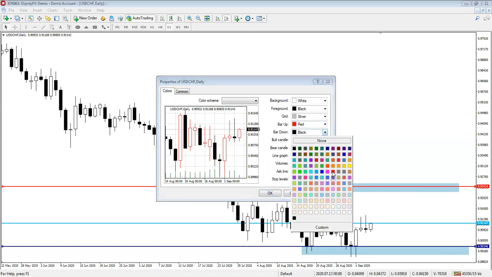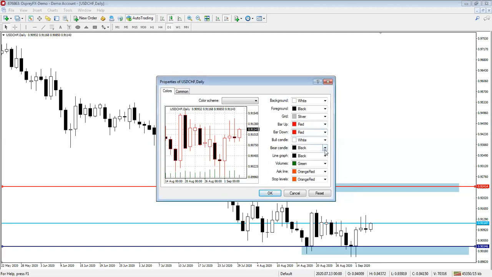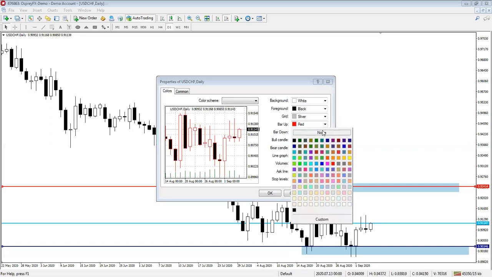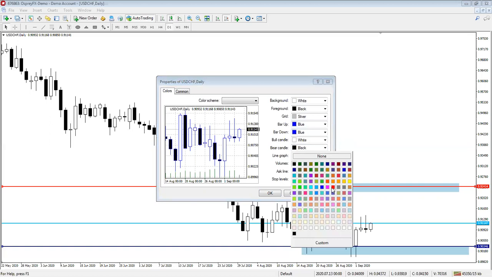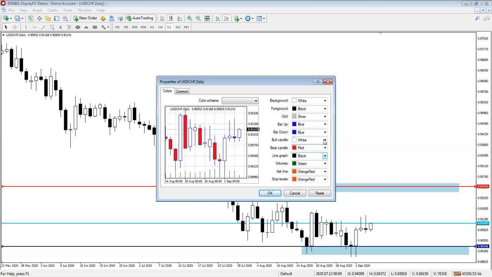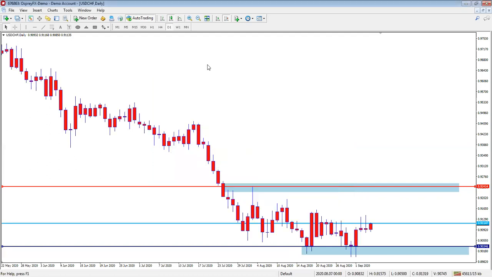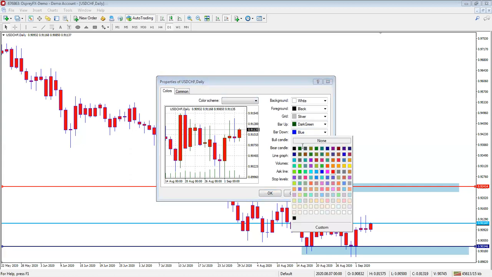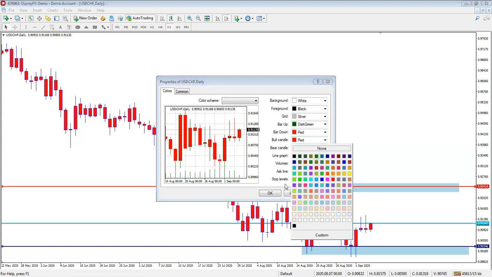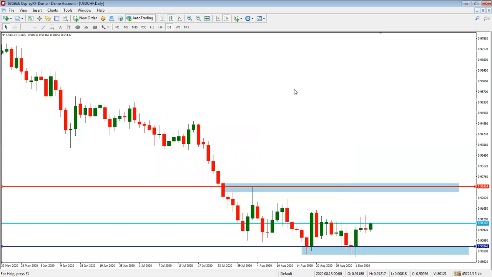So bar down, I'm going to make red. Bar up, bar down, and then I'm going to make the body blue. Actually, let me change the color, make the other one green. I think I made a mistake, because bar down is supposed to be red, and on a bull candle I can make it green. Is it fine now? Can you see it now? It's clearer now.